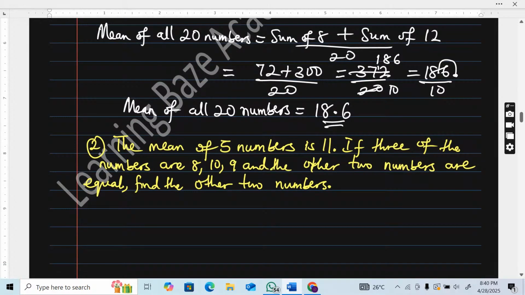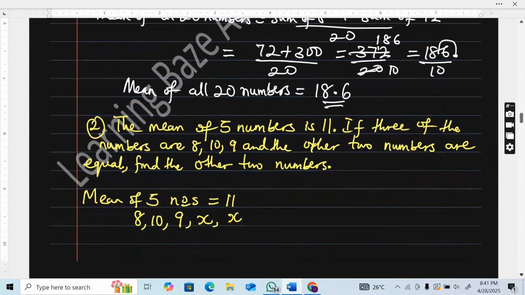Now, the mean of 5 numbers is equal to 11. All right? Of the 5 numbers, 3 are 8, 10, and 9. Then the other two numbers are equal. So we represent the other two numbers using x. If the first one is x, the second one is x, because we've been told that they are equal. We have to find the value of x. Now, don't forget that mean is equal to sum over number.